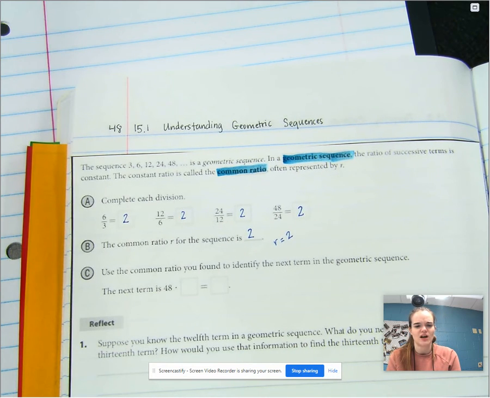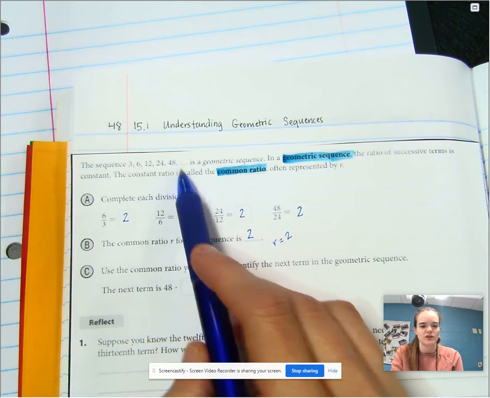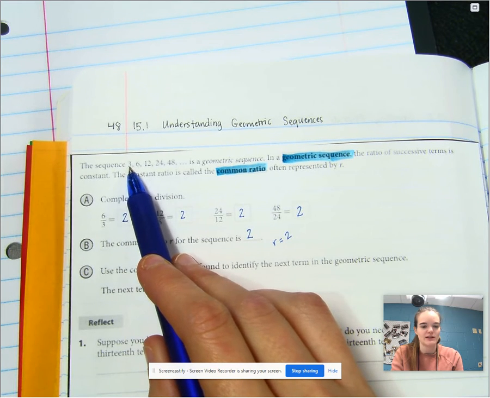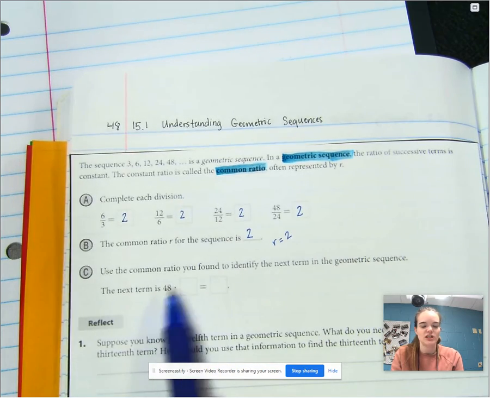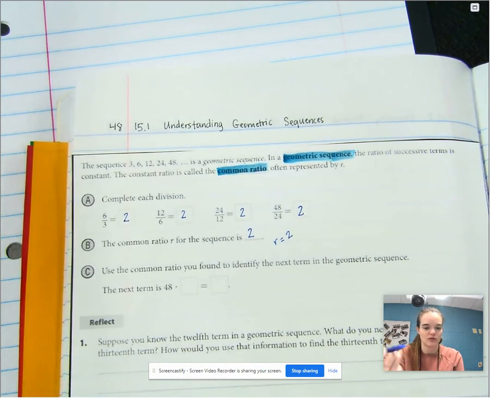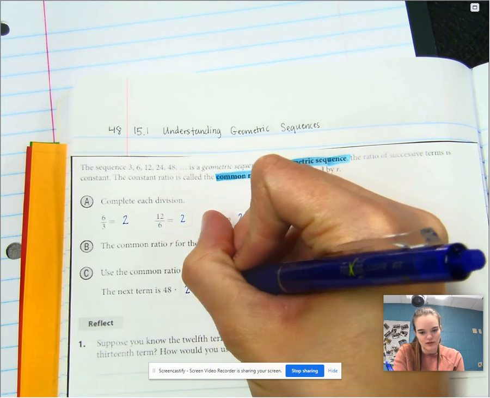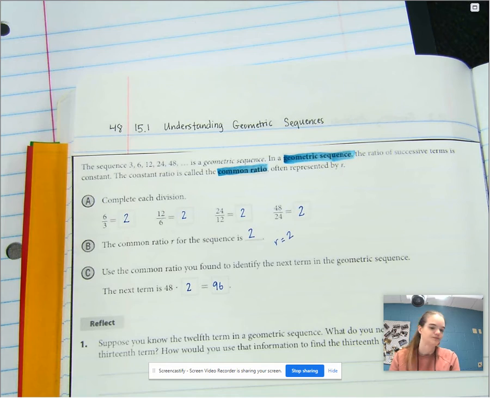Letter C says, use the common ratio you found to identify the next term in the geometric sequence. To find out how it went from each of these, we divided. So you can multiply 3 times 2 to get 6, 6 times 2 to get 12. To continue the pattern, we have to find the next term after 48. We are going to multiply by 2, and 48 times 2 is 96. So there's how we would find the next term.